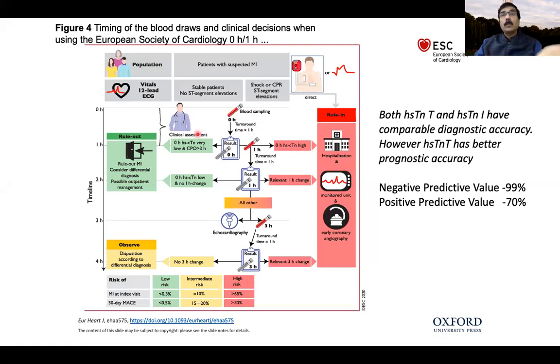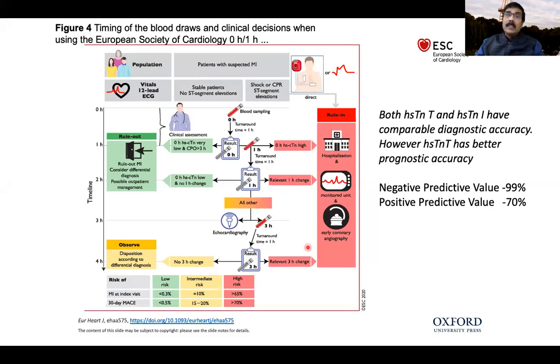So what you have to do is draw the sample at 0 and a second sample after 1 hour. After the 2 samples, if both are not suggestive and it comes into the low risk category, the chance of having an MI at the index visit is less than 0.3%. As I said, the negative predictive value is 99%. If not, you observe the patient for 3 hours, do an echocardiogram, and repeat a 3 hour sample. Again, it goes into a category that is not very significant. The intermediate risk has a 10% chance, so you observe for 3 hours.